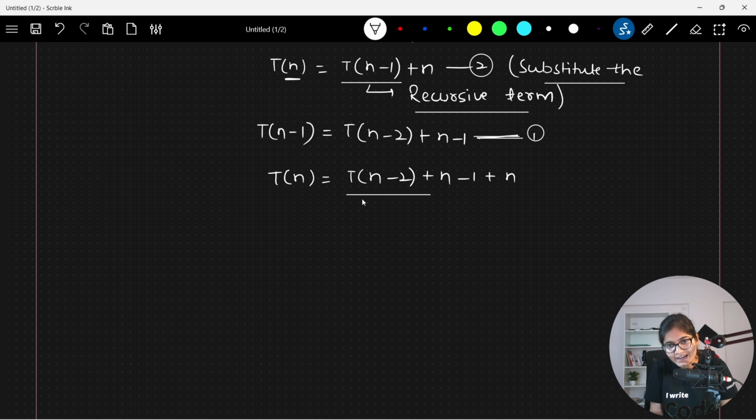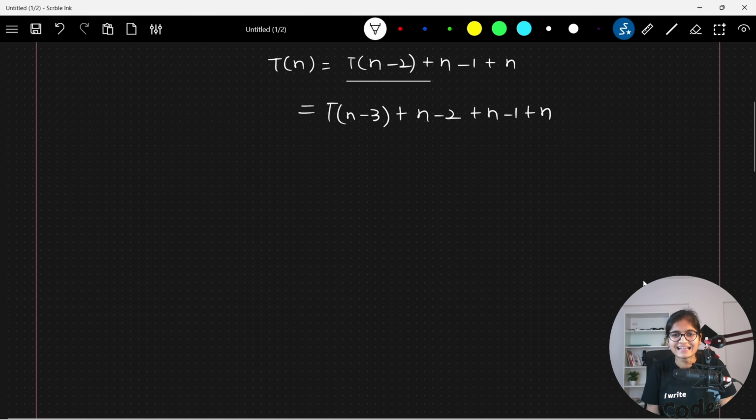Now again, if I place this value of t of n minus 2, or substitute this recursive term, it will be t of n minus 3 plus n minus 2 plus n minus 1 plus n, right? Now the question is, how many times do I place this value? We will keep on doing the substitution until, suppose, k times.